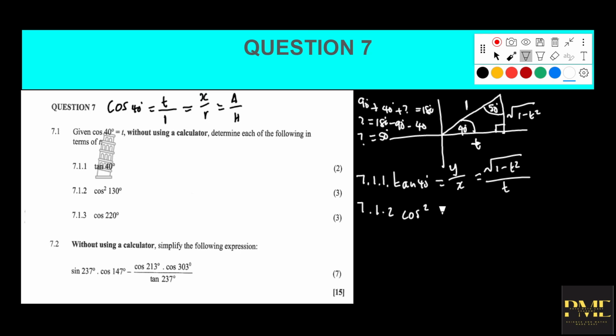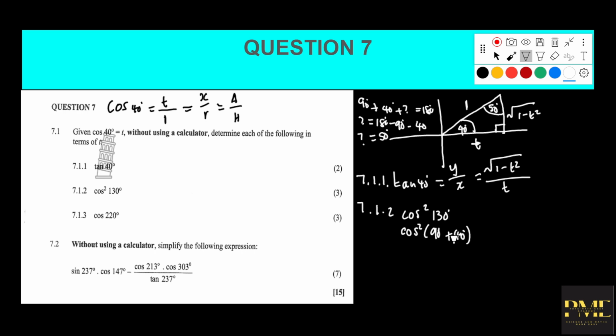Right, so we're going to move on to 7.1.2, cos squared 130. We're going to be looking at two different methods of doing this one, and then you can always choose the method that suits your needs. So the first one is we see that 130 can be represented as cos squared of 90 plus 40 degrees.